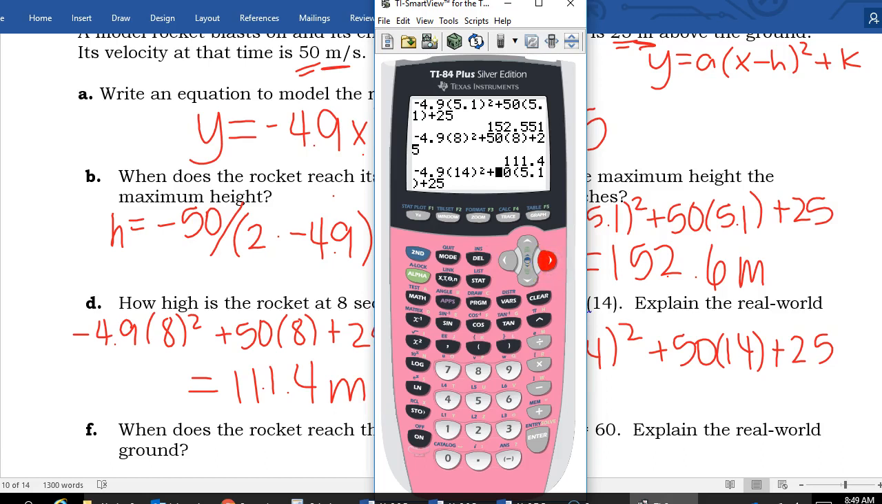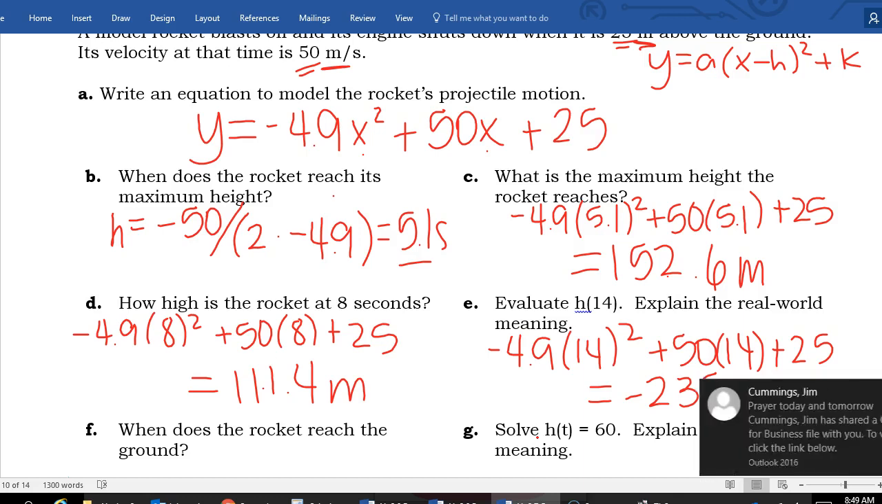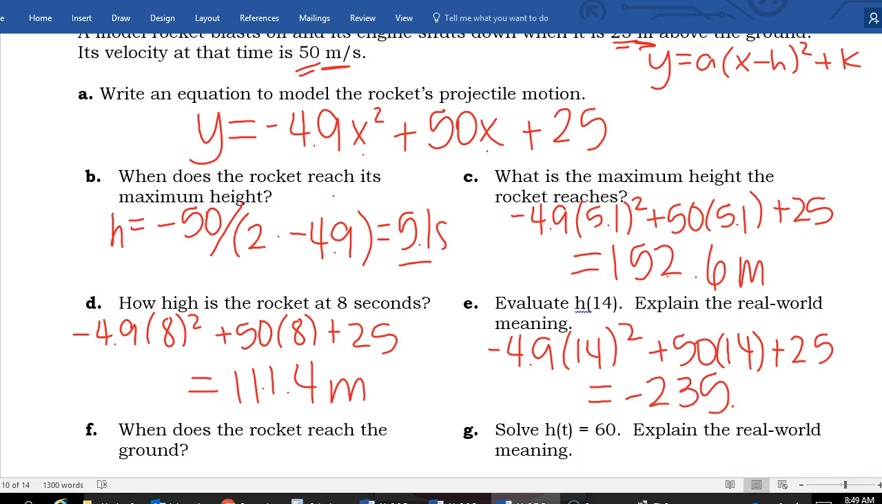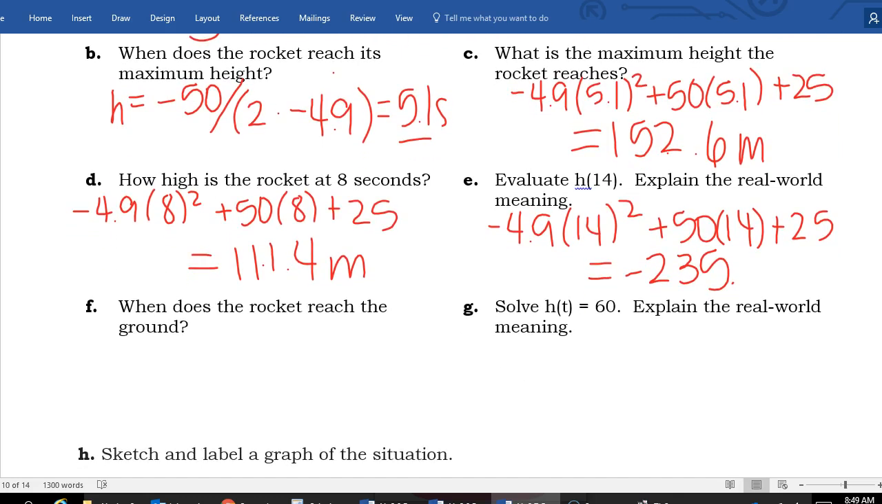So if I substitute 14 into my equation, I end up with a negative 235. And that doesn't really mean the rocket is going to burrow underground. It just means at 14 seconds, it's already reached the ground and probably stopped there. And that would be a value that's outside the domain of our problem.